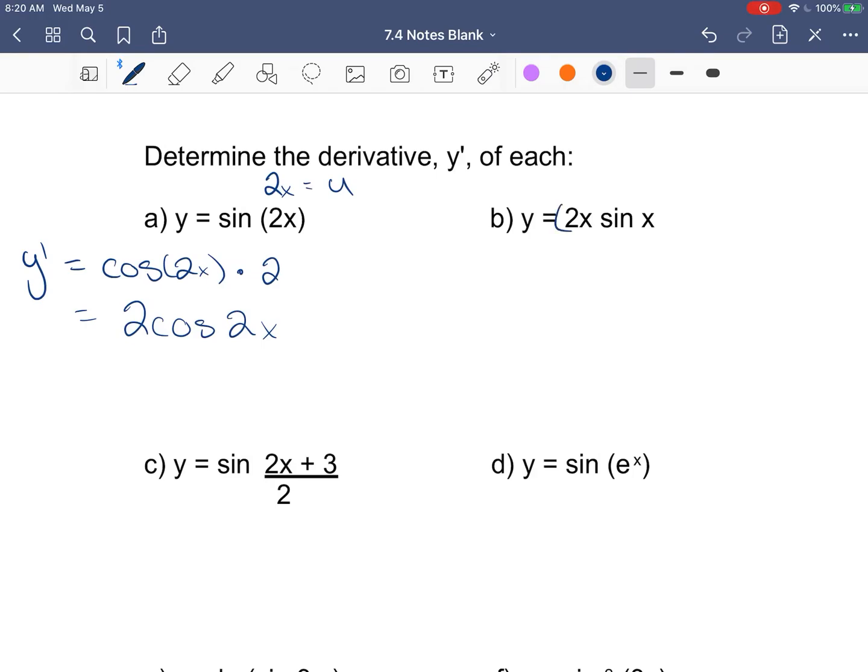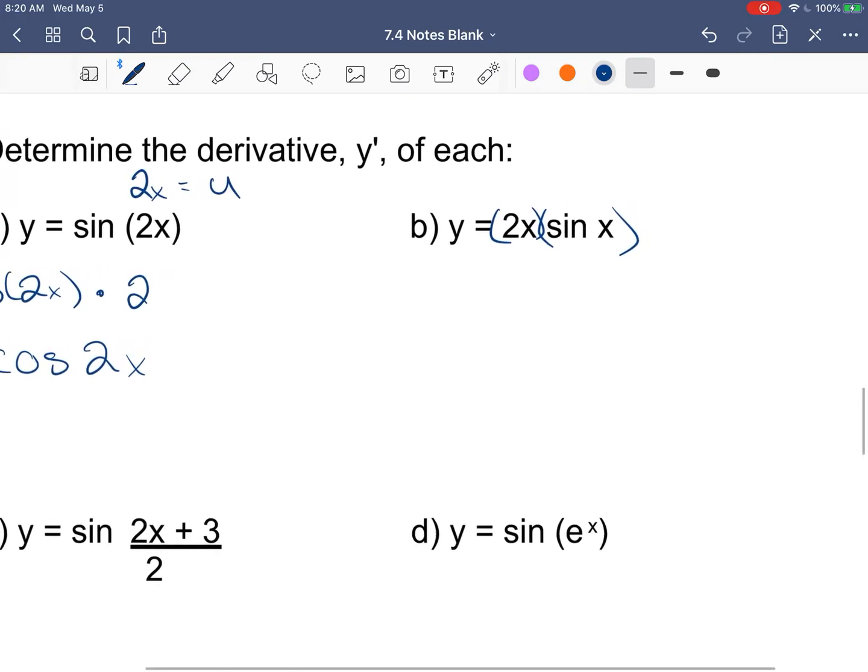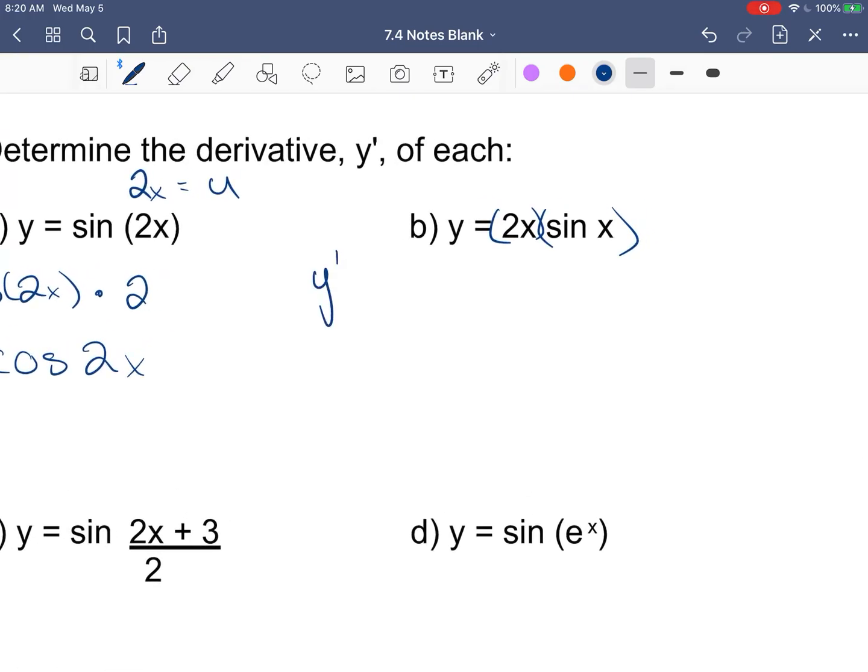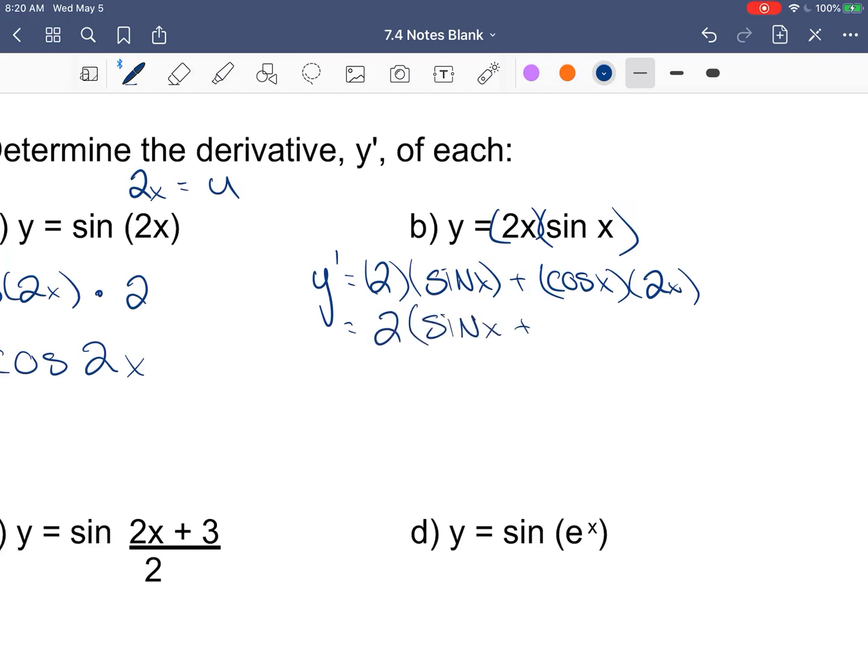Our next one, did you recognize that this was a product rule? So when we treat it like that, we've got y prime is equal to the derivative of the first, which is 2, times the second, plus the derivative of the second, and the derivative of x is 1, times the first. You probably want to take out some common factors. We can take out a 2, and we are left with sine of x plus x cos of x.